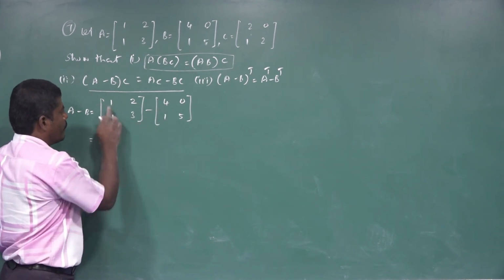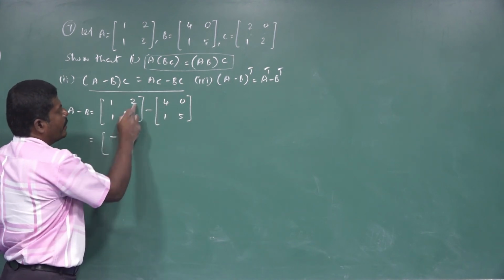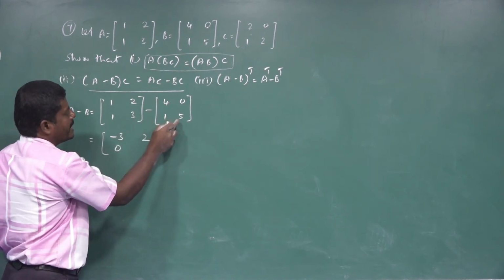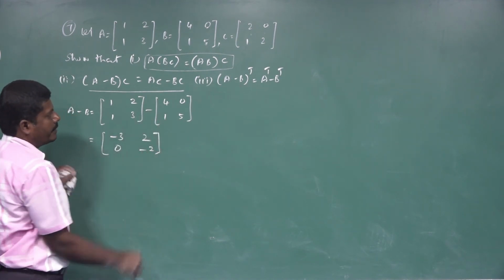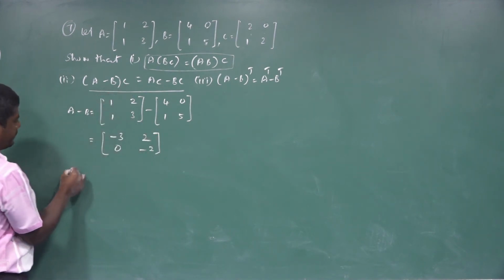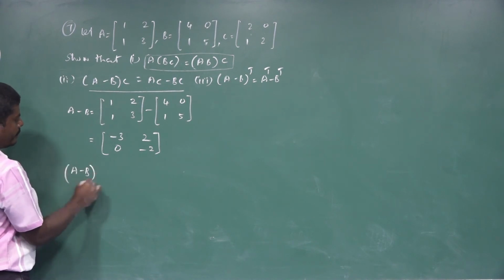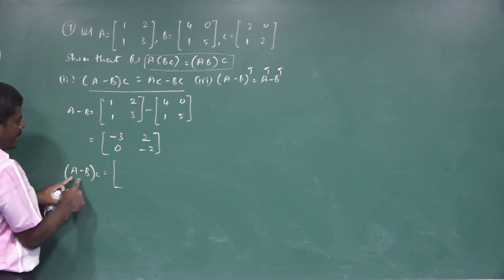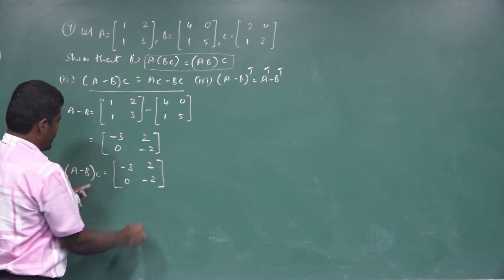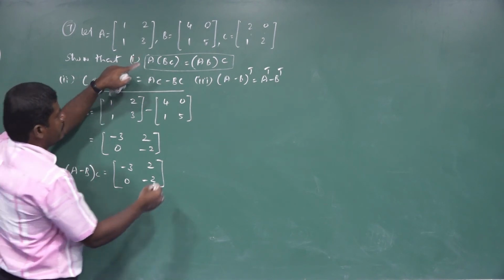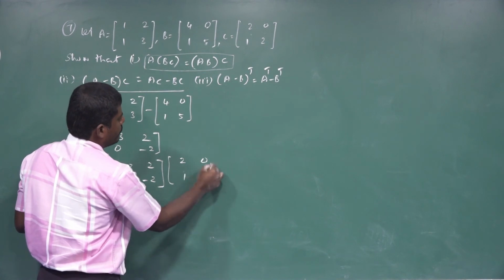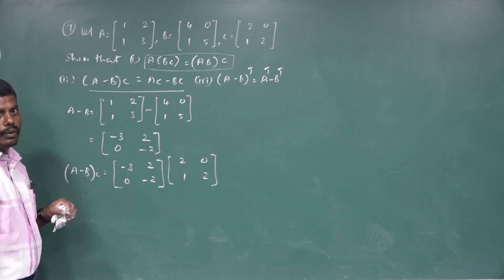1 minus 4, minus 3. 2 minus 0, 2. 1 minus 1, 0. 3 minus 5, minus 2. Next, A minus B multiplied by C. The A minus B matrix is minus 3, 2, 0, minus 2. Multiplied by the C matrix, which is 2, 0, 1, 2.